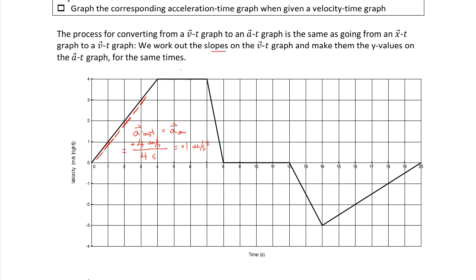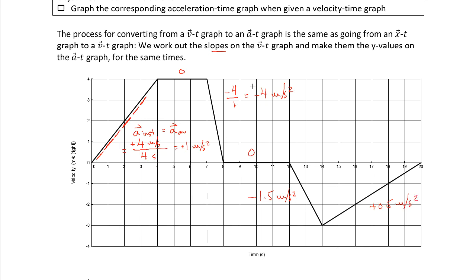Carrying on the same process here, the instantaneous acceleration at any point in there is 0. Here we've got a rise of -4 in 1 second, so the acceleration is -4 meters per second squared. Here the acceleration is 0. Here the rise is -3 over a time of 2 seconds, so the acceleration is -1.5 meters per second squared. And here we have a rise of 3 meters per second in the positive direction, going from here to here, and that's happening over 6 seconds. So that's 0.5 meters per second squared as our acceleration.